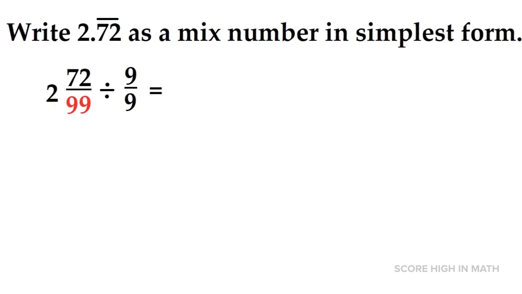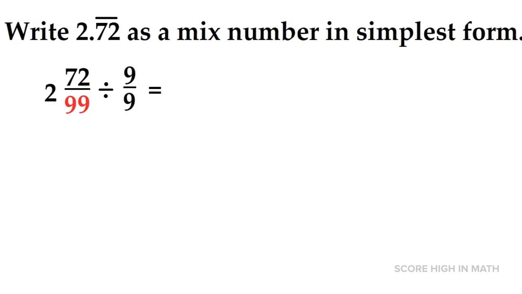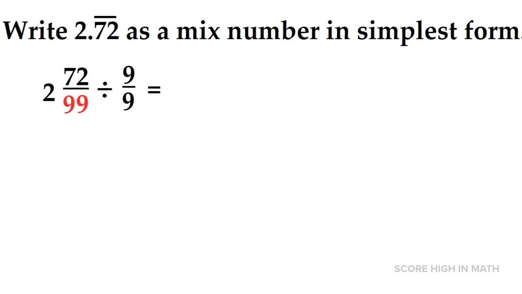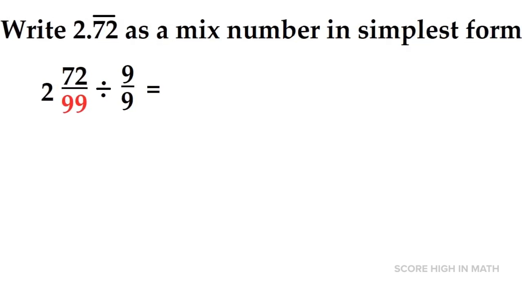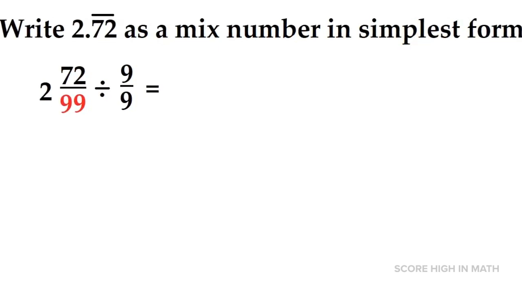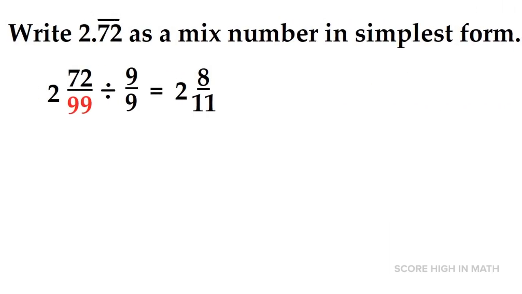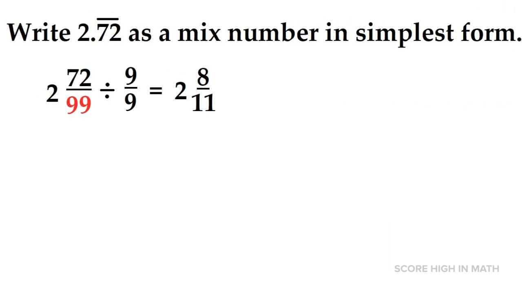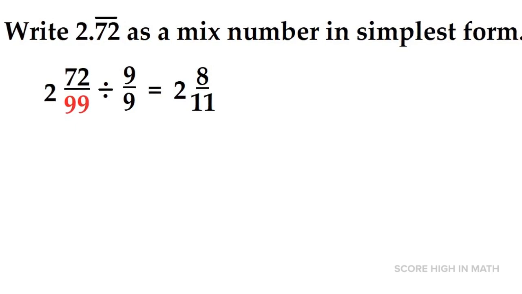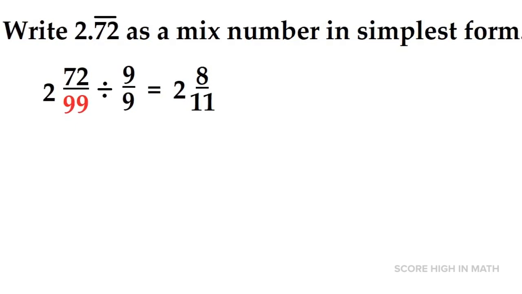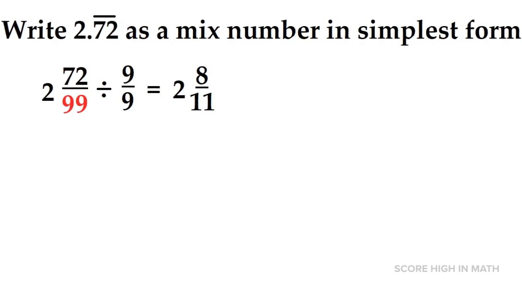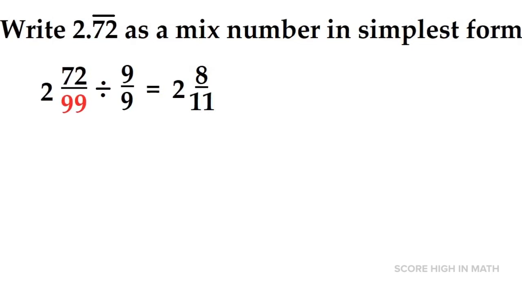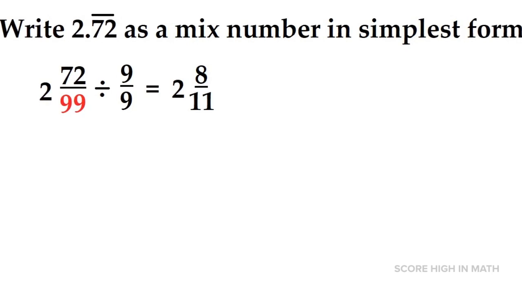To convert it to the simplest form, we're going to look for the common factor of 72 and 99. And in this case, the common factor is 9. 72 divided by 9 is 8, and 99 divided by 9 is 11. So, 2.72 with the bar as a mixed number in simplest form is 2 and 8 over 11.